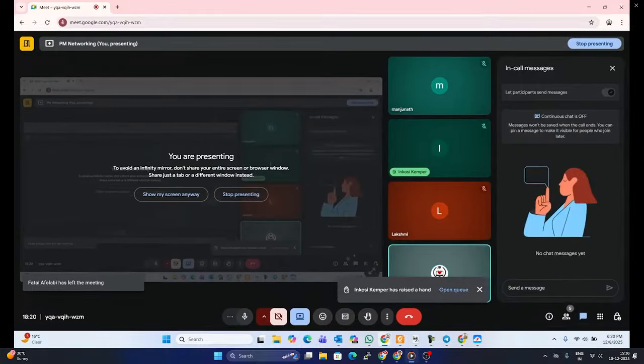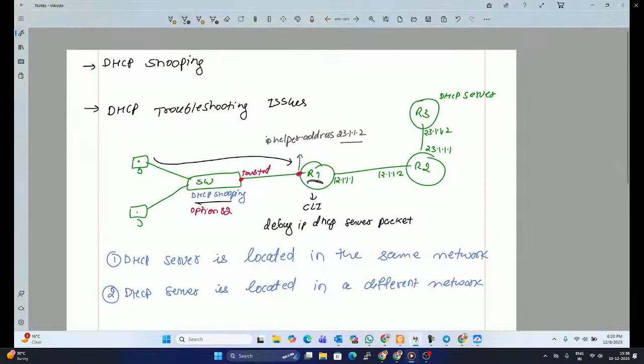Yes, Inkosi, you raised your hand. This interface?